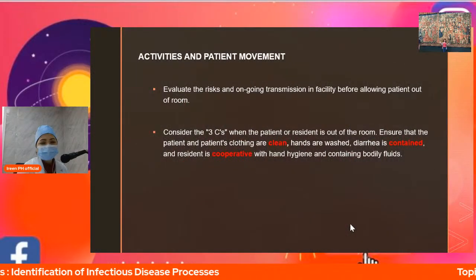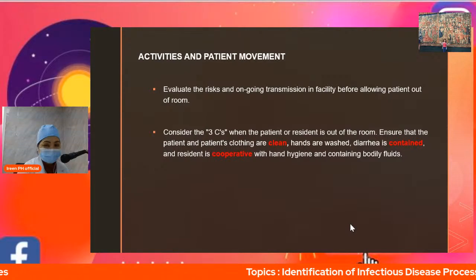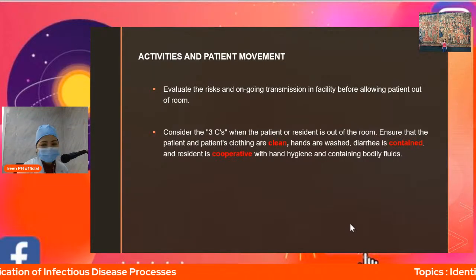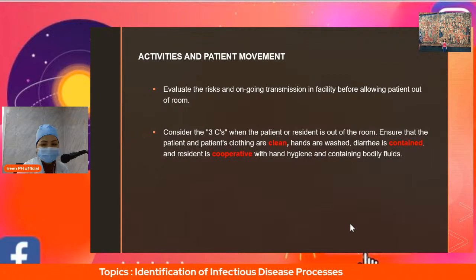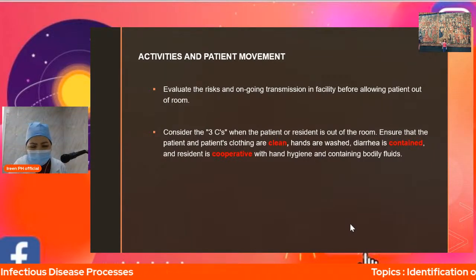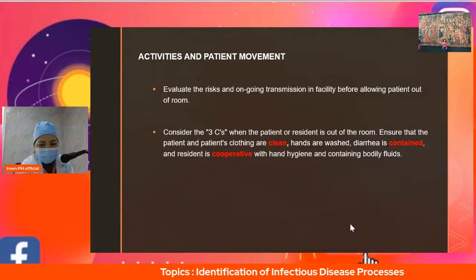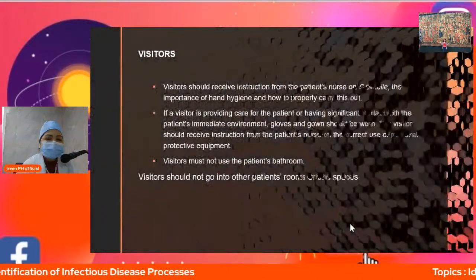Regarding activities and patient movement, evaluate the risk of ongoing transmission in the facility before allowing the patient out of the room. You need to consider the three C's when the patient or resident is out of the room. Ensure that the patient's clothing is clean, hands are washed, the area is contained, and the resident is cooperative with hand hygiene, containing bodily fluids.